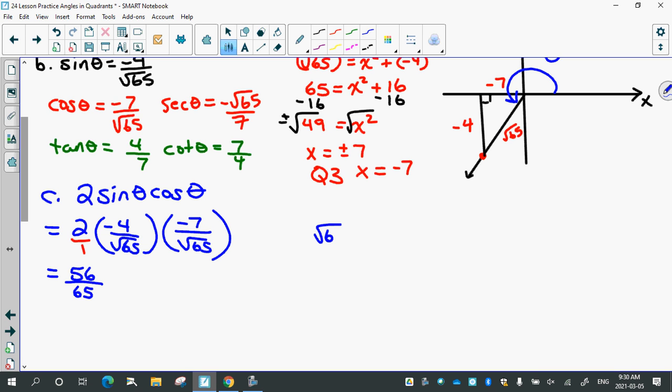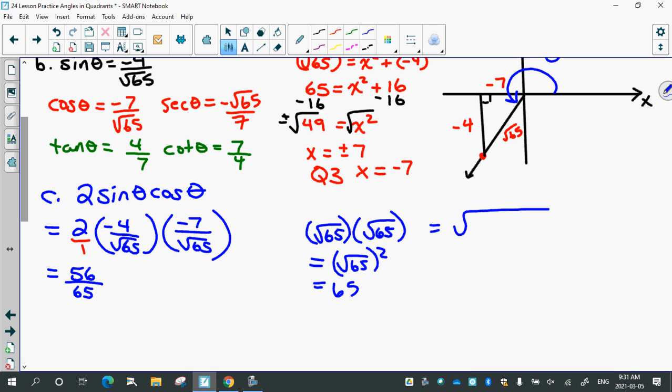Another way of thinking about root 65 times root 65 is that it's root 65 to the power of 2, and we know that squared undoes square root. Or you can get the root of whatever 65 times 65 is, square root it, and you'll get 65. Okay? Figure out that number for you, in case that's the way you want to do it.